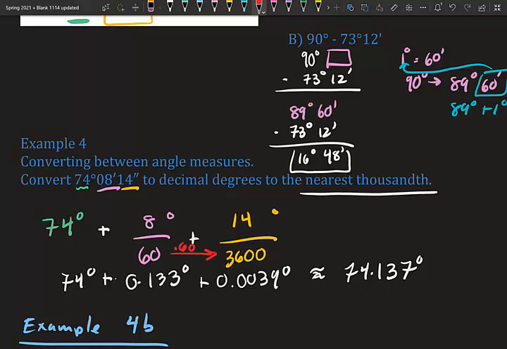Because isn't it 60 seconds to get to a minute, and 60 minutes in an hour, and the hour is 1 degree? So if you want to think of a degree as an hour when you're talking about converting, you can think of it that way. Now, how do we do this with our calculator? I'll show you how to do this with our calculator.